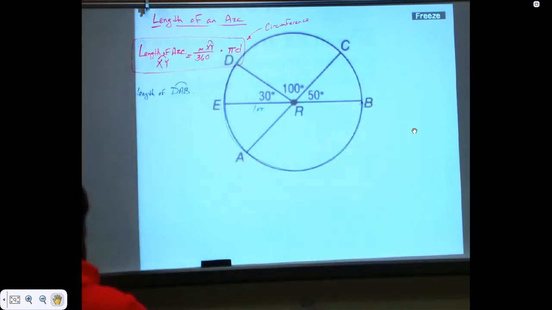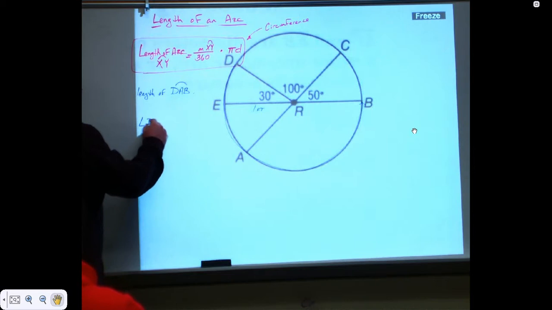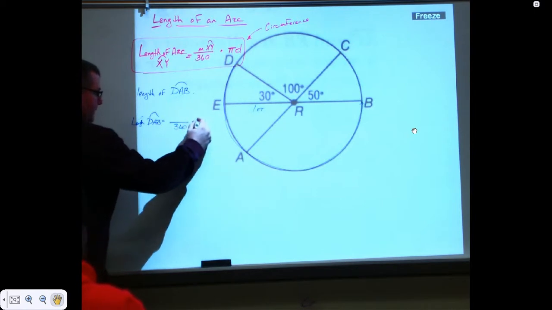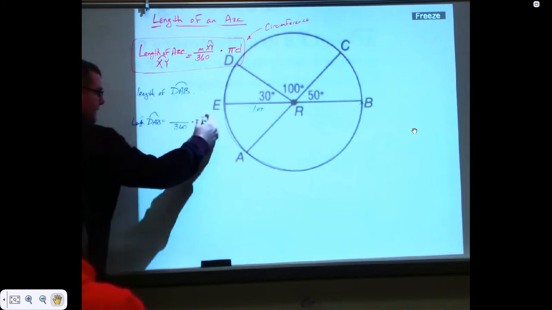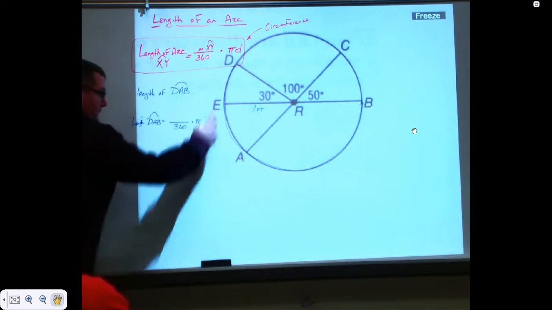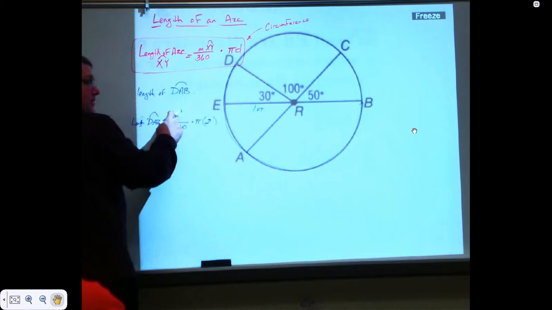How am I gonna do that? I'm gonna put something over 360, then multiply it times pi, and then multiply it times what? The diameter, correct? Everybody stop, just watch. What is the diameter here? The radius from here to here is 1, so the diameter is 2. What is my arc length? That's what goes right here.